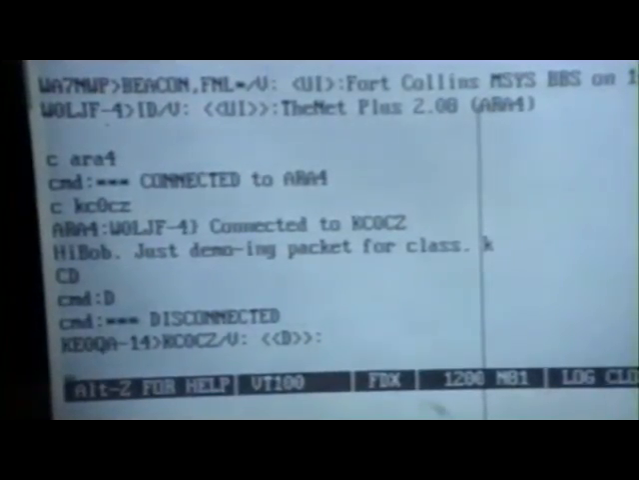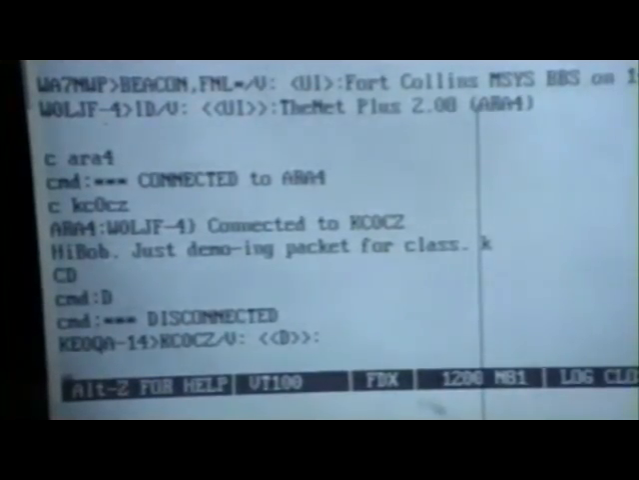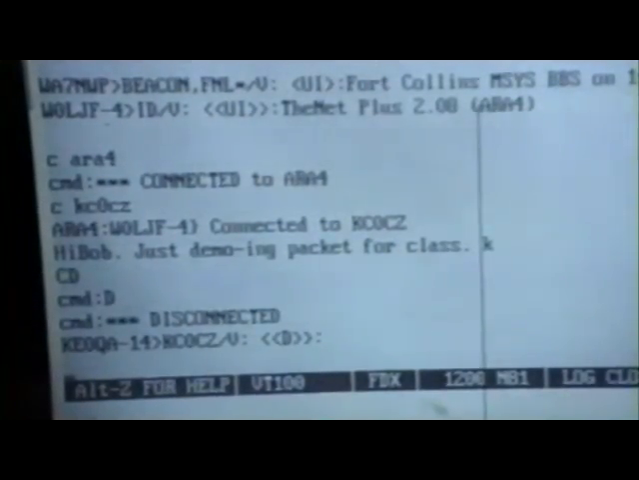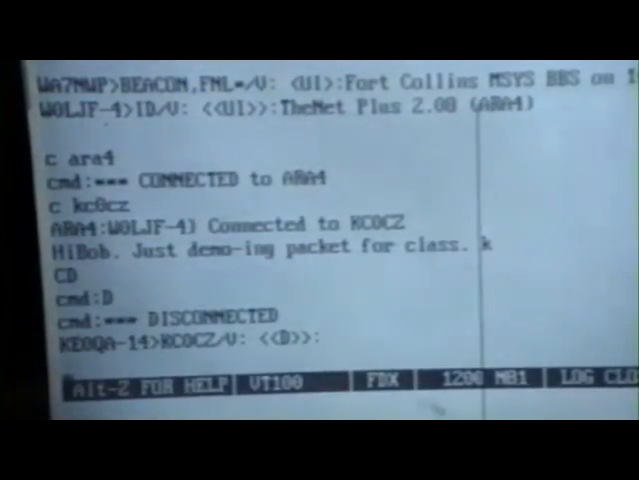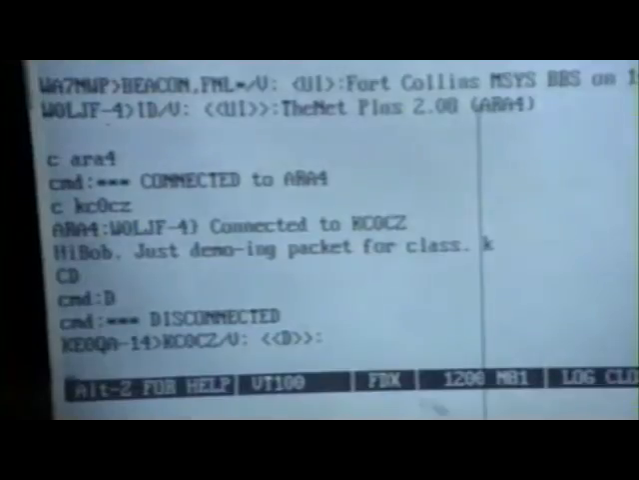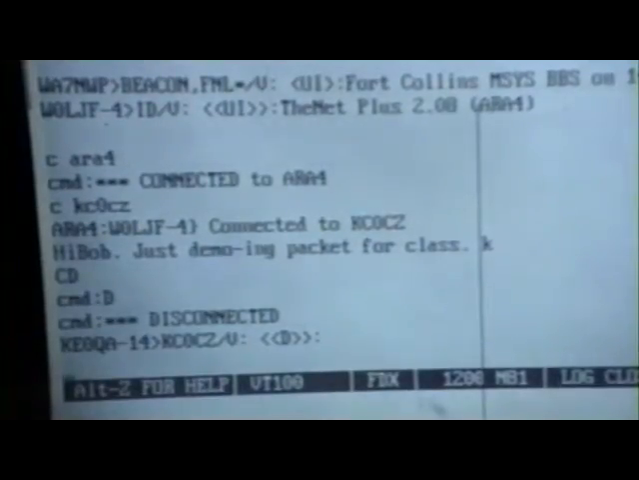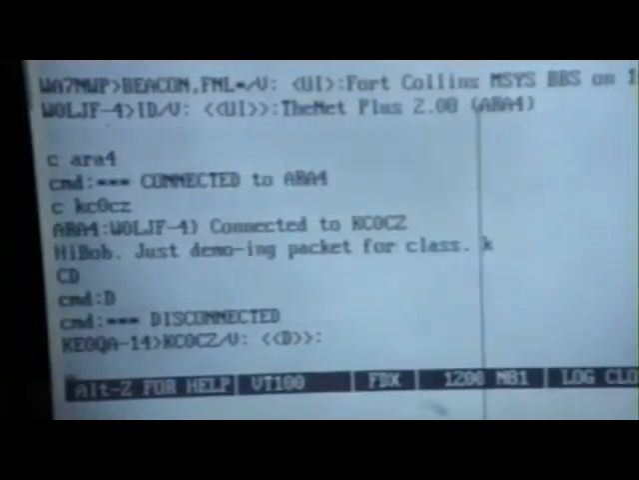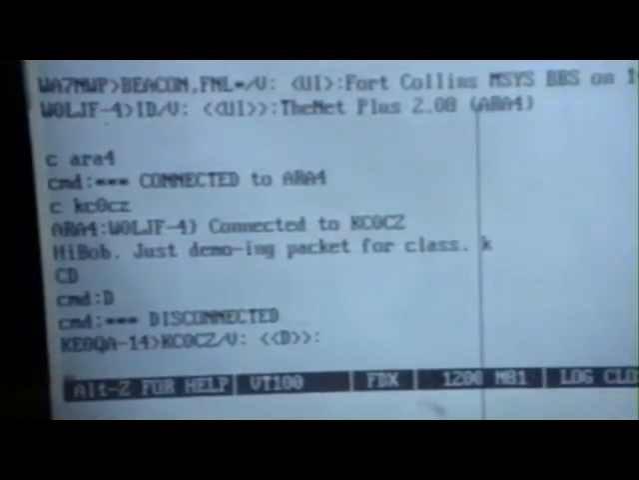Now, Bill, do you have any way of telling that your message, "Hi Bob, just demoing packet for class," was or was not corrupted going up there? Yeah, because number one, if ARA couldn't have made it, he would have said retried out, disconnected. Okay. And number two, I would have normally turned the monitor on and I would have watched him transmit it. And if he only transmitted it once, then I know it got there.